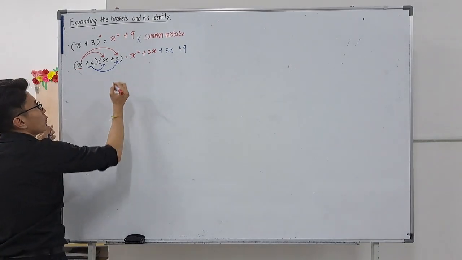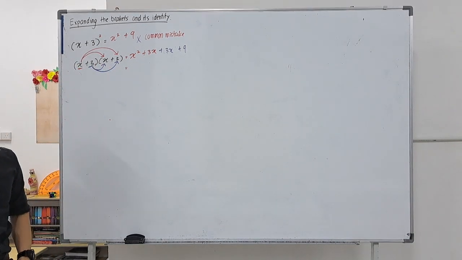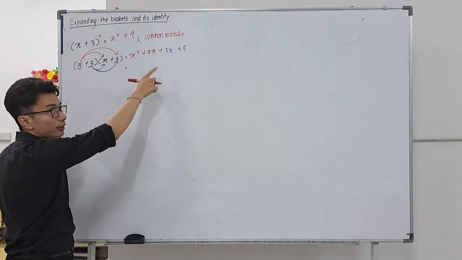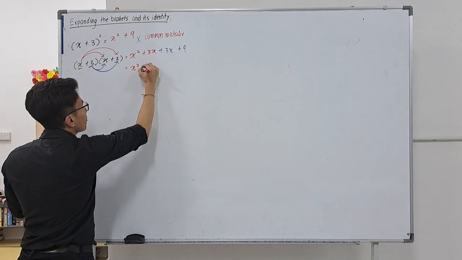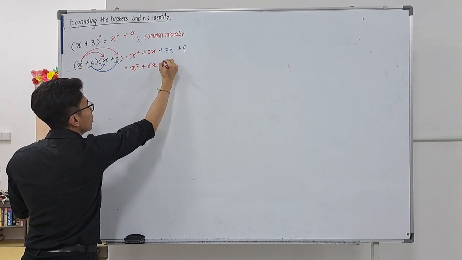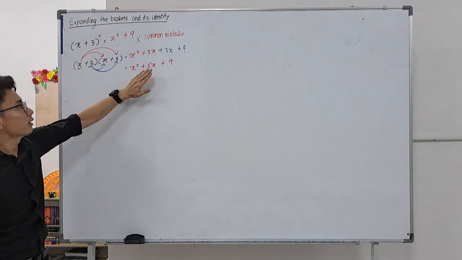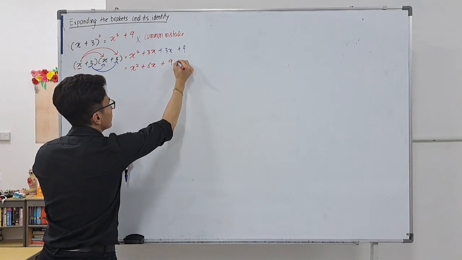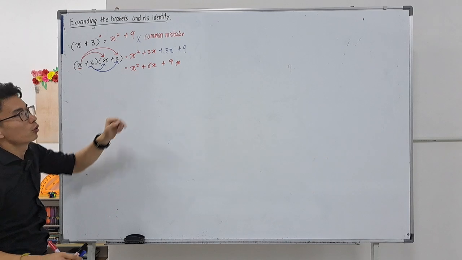So what's going to happen next? We are just going to simplify this. Collect like terms. So I should get x squared plus 6x plus 9. Can you see that? This one is the correct expansion, not this one. This is the correct expansion over here.